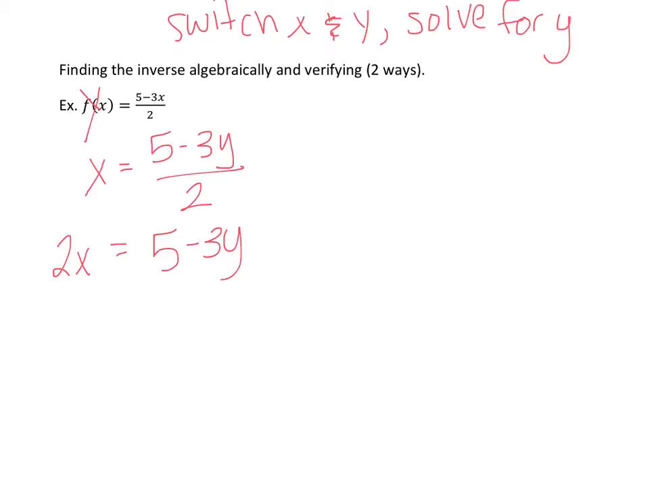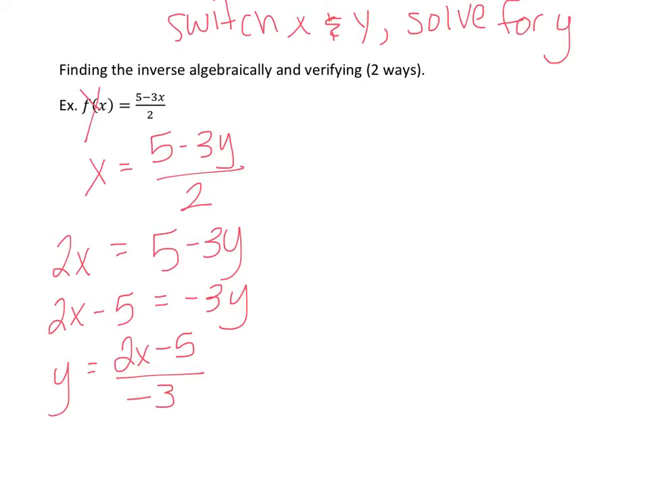Subtract 5 from both sides: 2x minus 5 equals negative 3y. And divide by negative 3. Y equals (2x minus 5) divided by negative 3. You could distribute that negative to the top so that your denominator is positive and make this 5 minus 2x. Just change the signs on top. It doesn't matter to me which way you write it, they both mean the same thing.